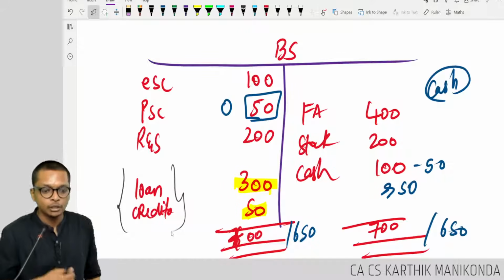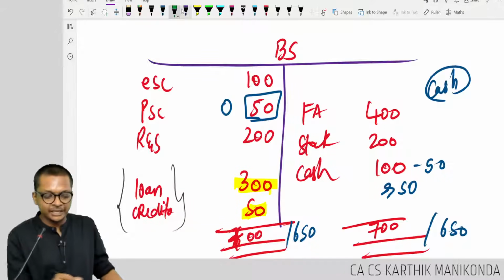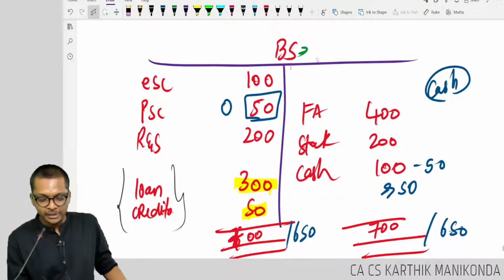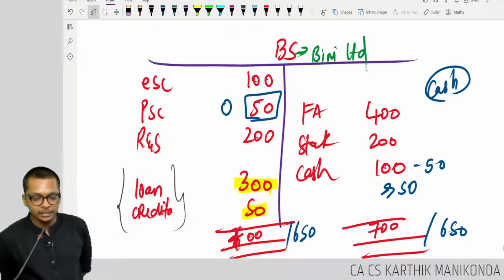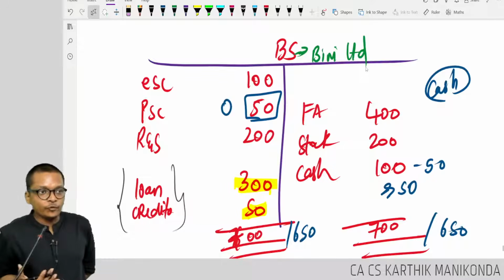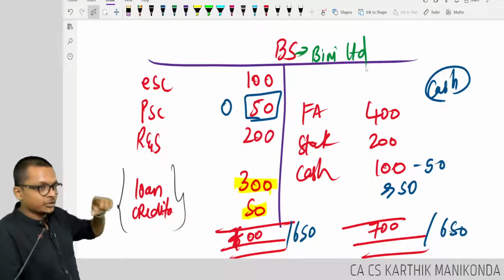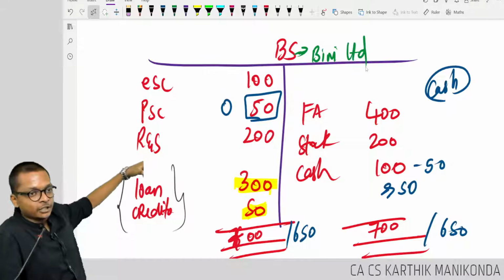Are you following? So now you are the company. Let's say this is the balance sheet of, for example, Bini Limited. Okay. Binayak and Co. Bini Limited. Now Bini Limited is confused as to what to do. Because if Bini Limited repays preference shareholders, who's going to be angry?